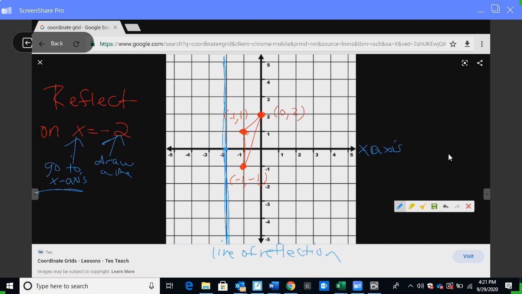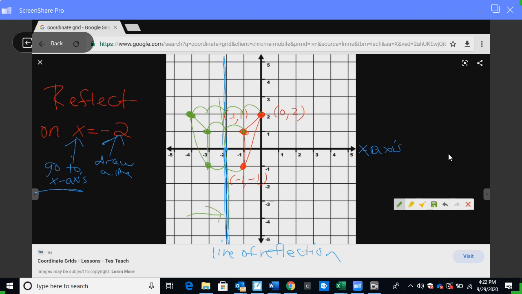Now let's try it. Let's see how far this point is from our line of reflection. It's 1 away, so we're going to go 1 away on the other side. This one is 1 away, so we're going to go 1 away on the other side. This one is 1, 2 from our line of reflection, so it's going to be 1, 2 on the other side. Then we can connect our dots and we end up with the same shape that's mirrored, but on a different line of reflection. What this means is if we were folding our piece of paper, we would fold it along this line here, and that would be our reflection.